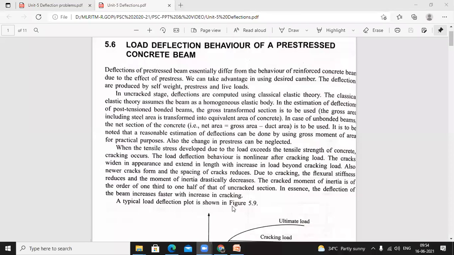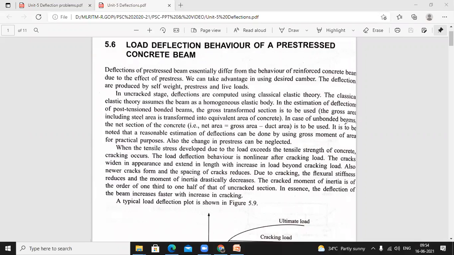In the uncracked stage, the deflections are computed using classical elastic theory. In classical elastic theory, we assume that the beam is a homogeneous elastic body. Elastic material is nothing but when the load is removed, it regains its original shape. In the estimation of deflection of post-tensioned bonded beams, the gross transformed section is to be used. In the gross area, the steel area is transformed into an equivalent area of concrete. That means the transformed section.